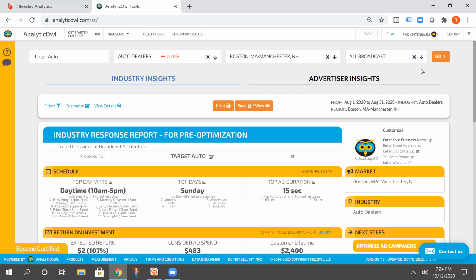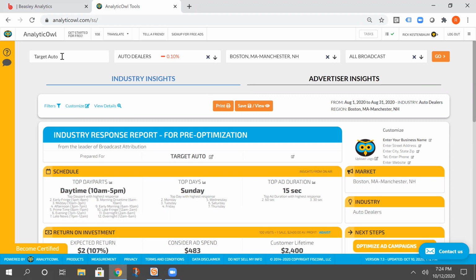Takes you to our new platform where you can build a report to bring to a prospect or to an advertiser that draws on all the historical data that we've gathered over nearly 7 years. Analytic Owl, which powers Beasley Analytics, has analyzed over 4 billion responses to broadcast spots. And it's really the largest database of broadcast attribution that exists. We're able to use that now as a selling tool, and I'll show you how it works.